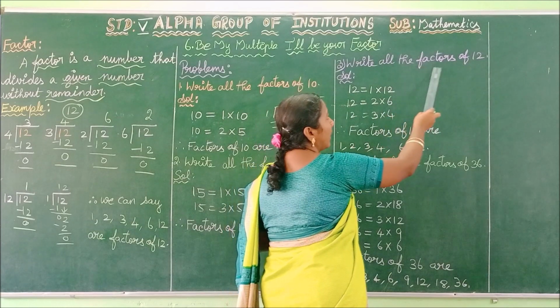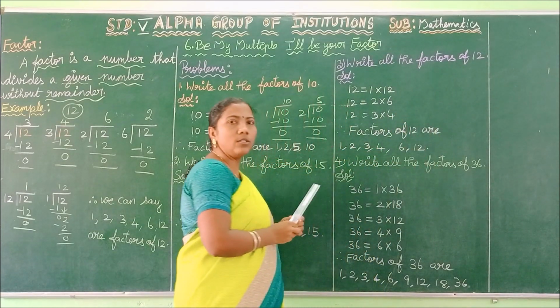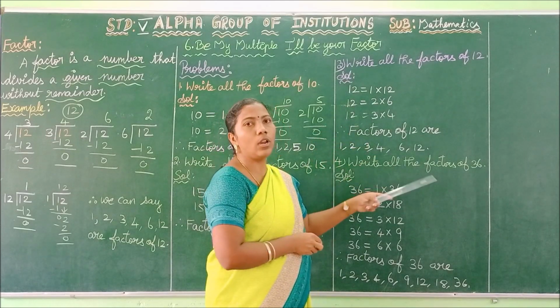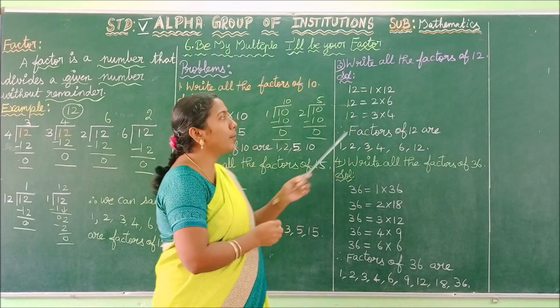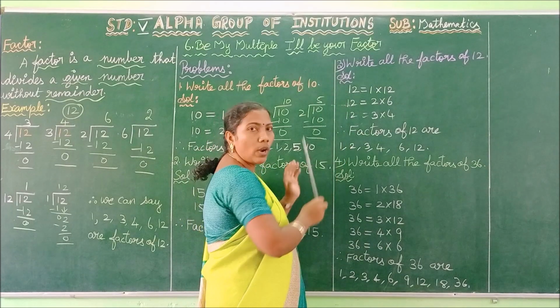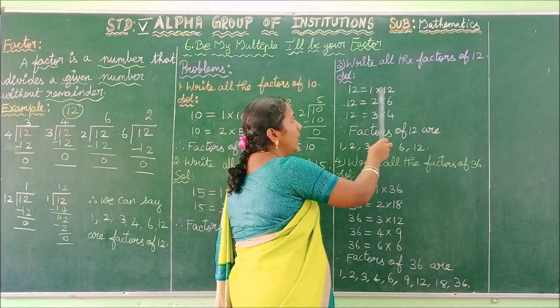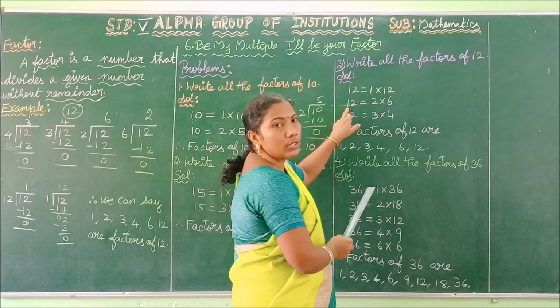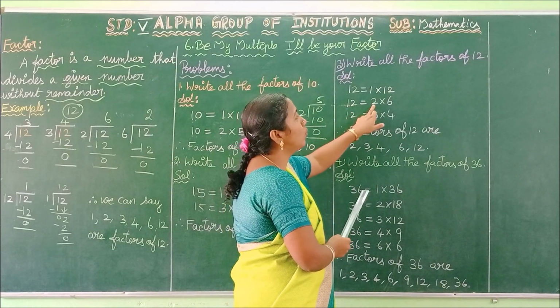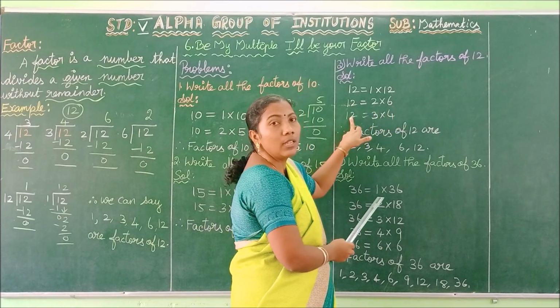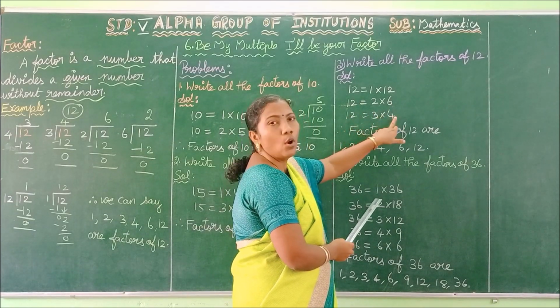See the third one. Write all the factors of 12. Already we have seen this. Okay. Now we are going to find the factors of 12 by writing the steps. See here. 12 can be written as 1 into 12. This is the first step. You have to write it in all the sums. So 1 into 12. 12 also comes in which table? 2 table. So you will write 2 into 6. 2 6s are 12. 12 also comes in the 3 table. So 3 into 4. Okay.